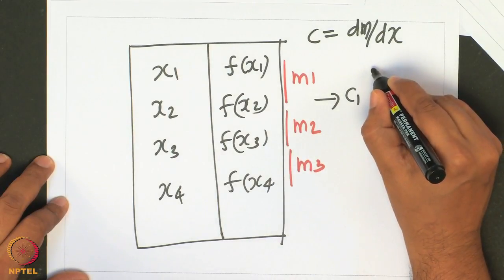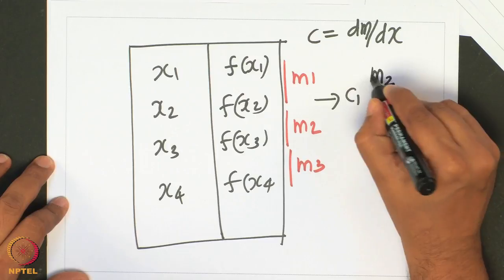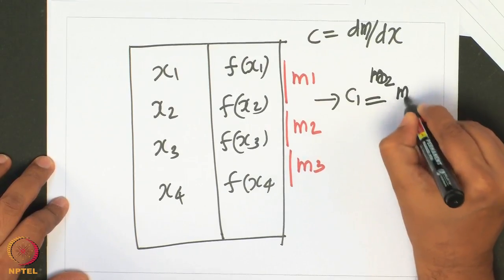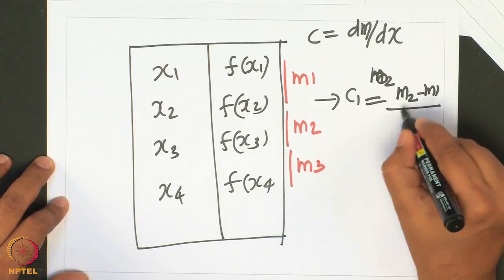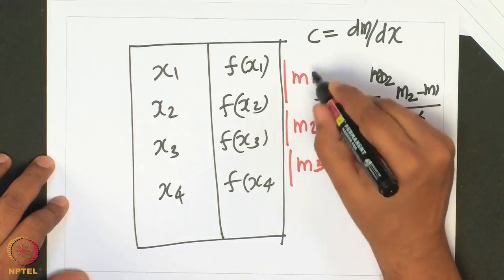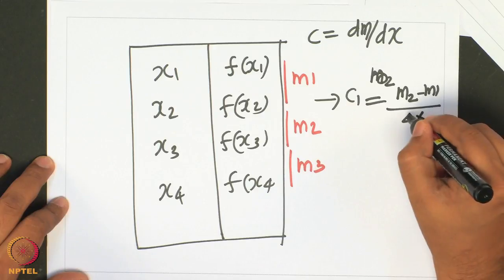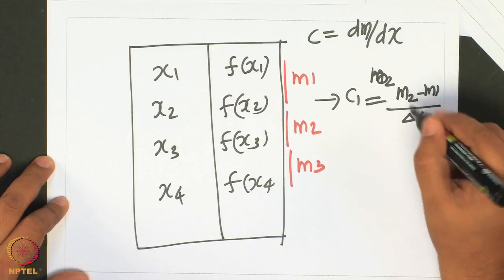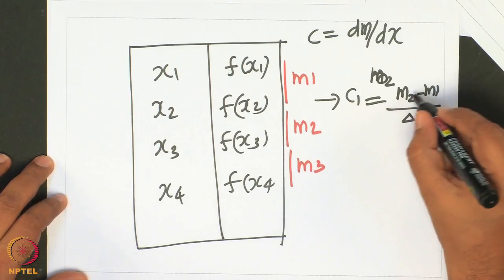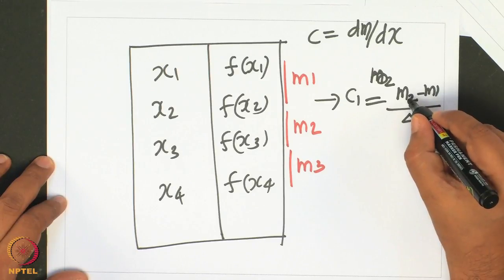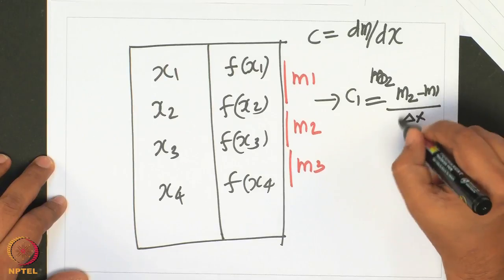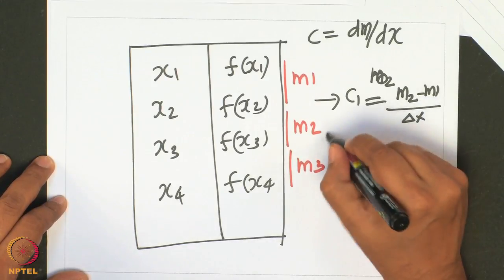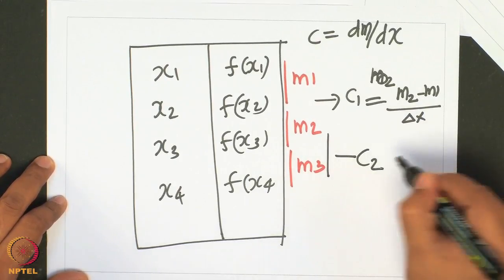So you could take m2, so you could write c1 as m2 minus m1 divided by the corresponding x values for this, right? Delta x for this. So if you do this properly, m2 itself, remember m2 itself has a delta x. m2 is f of x plus delta x minus f of x divided by delta x. So you have another delta x here. Similarly, between these two I can calculate c2.